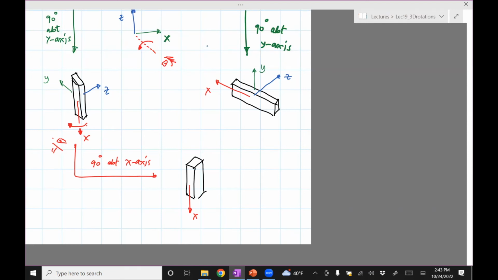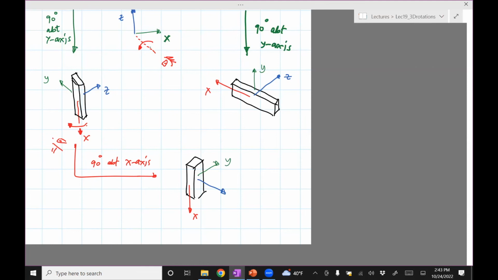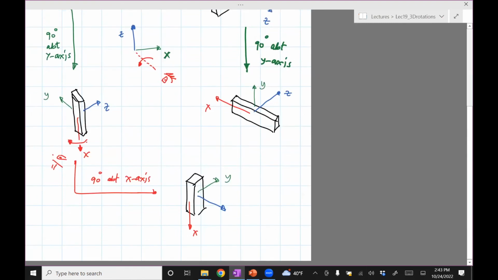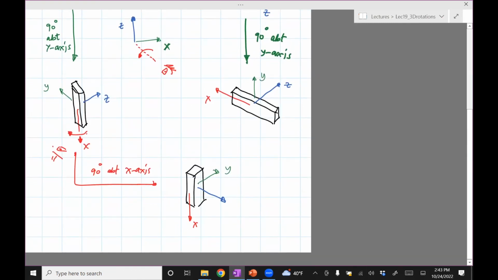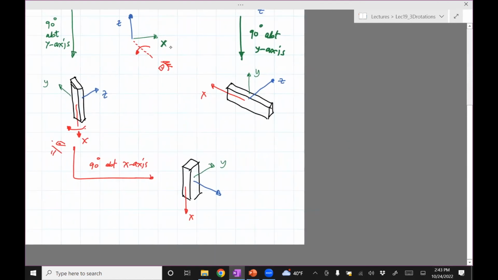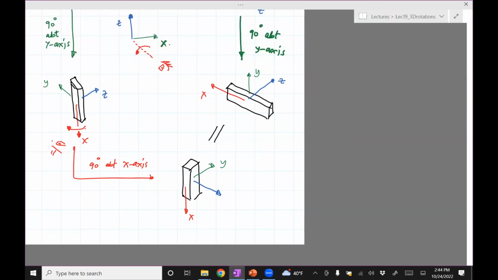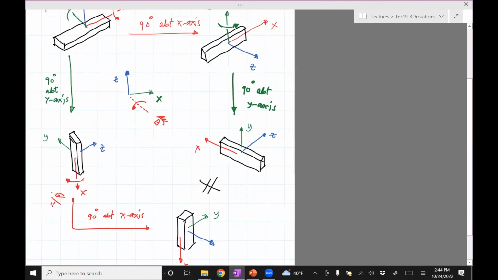Y is, z is this way. Y is that way. And so the thing we're after is that these two are not the same.